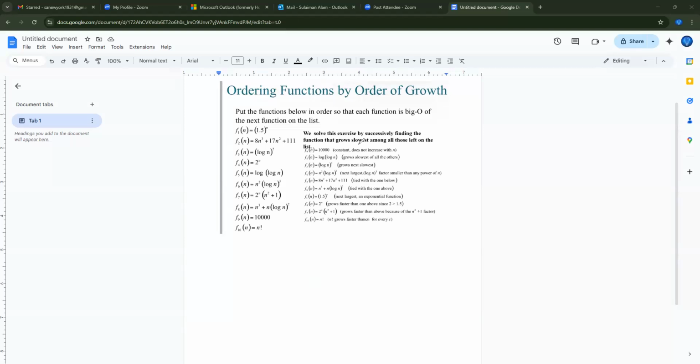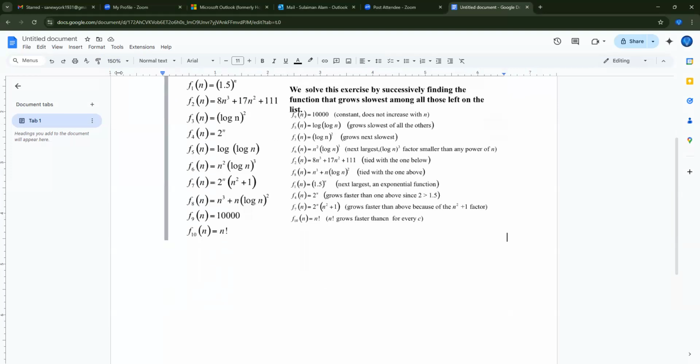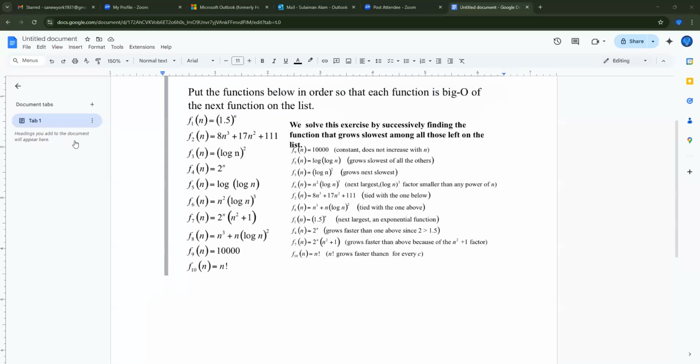We want to order functions by order of growth. So this one, is this not good enough? Let me make it a bit bigger. There you go. So you want to look at each function, and some of this is intuition, right? So let me just order it. So you got F1 through 10. All right, let's order it here.